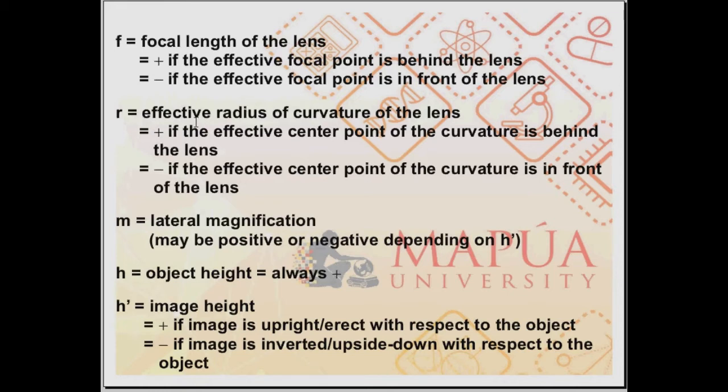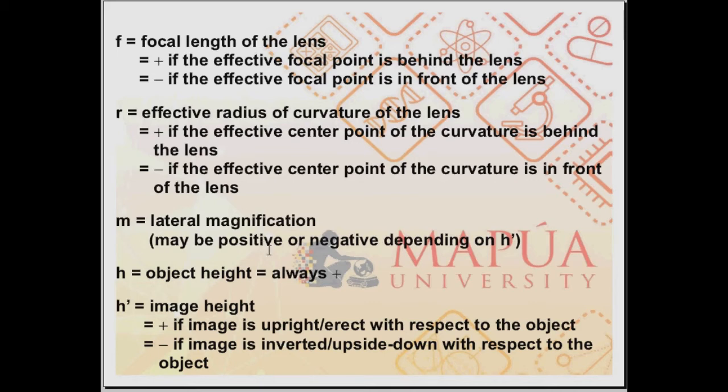The same goes for the radius of curvature, the effective radius of curvature of the lens. For many lenses, there are two radii of curvature. One of them is the effective radius of curvature as far as image formation is concerned. If the effective radius of curvature is behind the lens, r is positive, and negative if the effective center point or radius of curvature is in front of the lens.